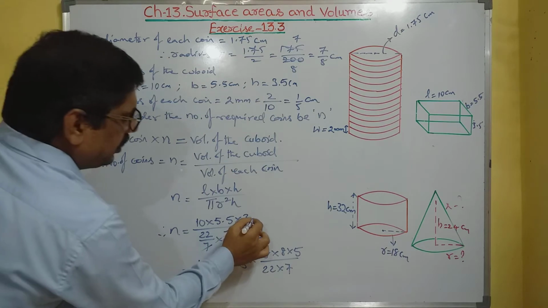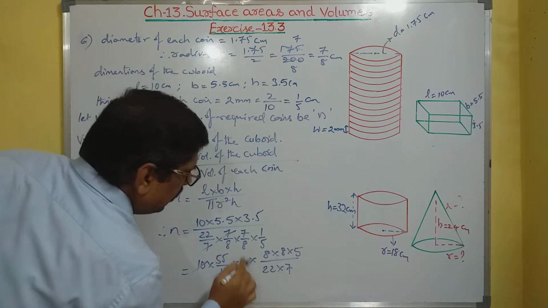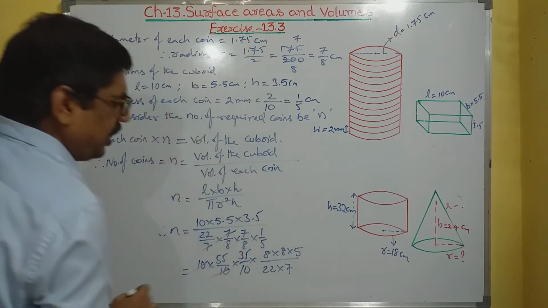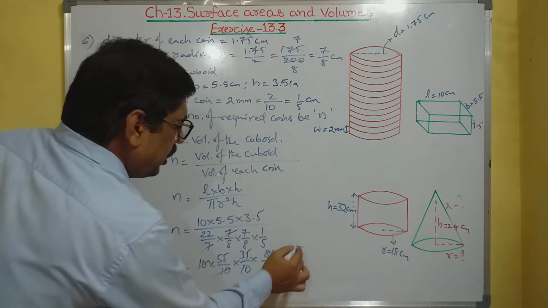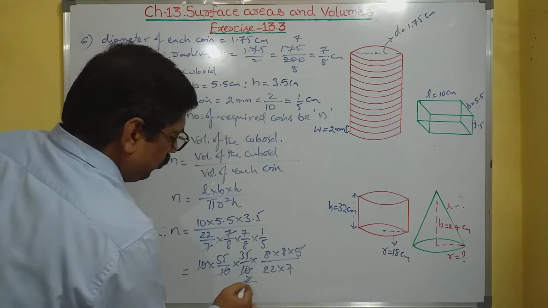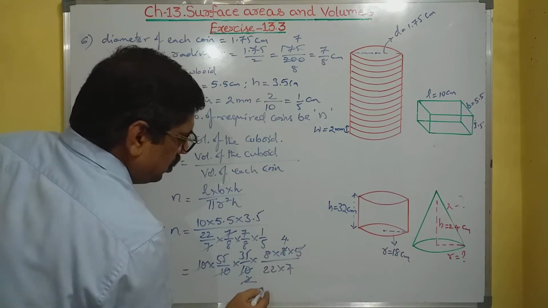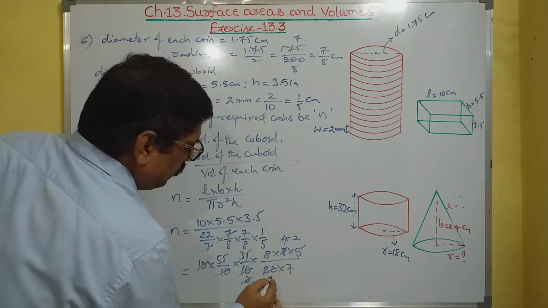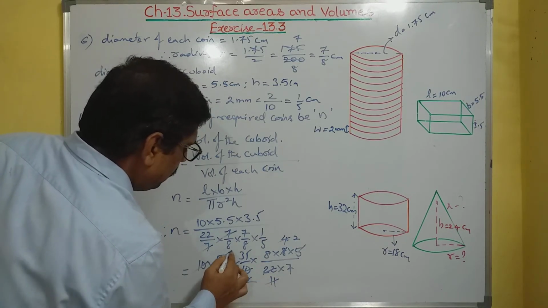So let us take it as 3.5. That means 35 by 10. Now let us cancel. Here 5 2's, 2 4's and 2 2's, 2 11's, 11 5's.